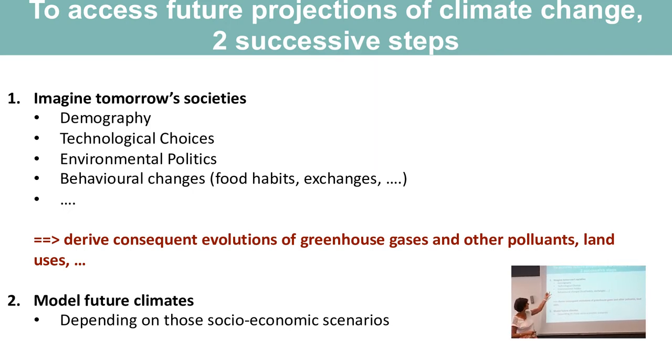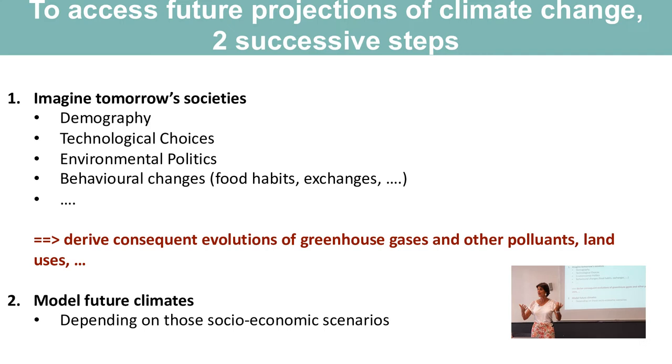We need to think about what will be our technological choices or advances. We need to think about environmental politics. We need to think about behavioral changes. What will be our food habits in the future? How we will exchange furniture, food, etc. in the future. So we need to think about all this. And these are, of course, socioeconomists. Those are demographers. So there are many types of disciplines that work on those trajectories of the future of our societies.